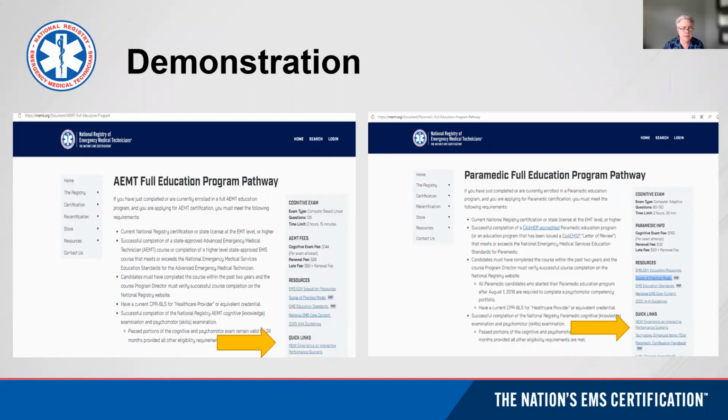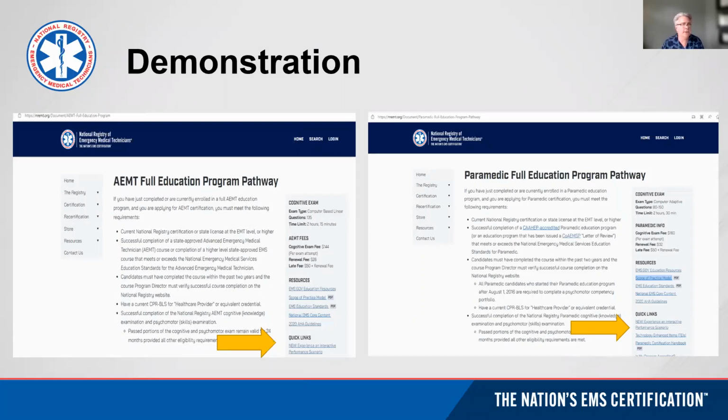This will just be another domain area, like currently there's airway, respiration, and ventilation, trauma, cardio, medical/OB-GYN, and operations. This will be a new domain for those candidates. Again, this will all be scored as one test, not separate domains.